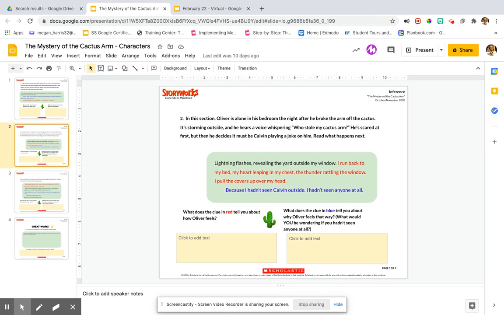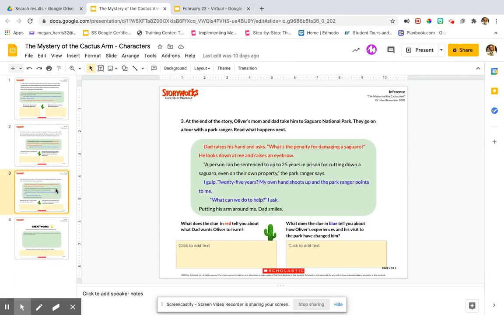"Because I hadn't seen Calvin outside. I hadn't seen anyone at all." Remember, the whole time he's hearing whispers, "Who stole my cactus arm?" He's thinking it's gotta be Calvin. But Calvin's not out there. So what does the blue tell us about why he could be scared? Here's a hint: what would you be wondering if you hadn't seen anyone? He's scared because he's hearing whispers and he doesn't see anybody outside. There is not a human outside his window making these sounds. So what's he probably wondering? The cactus arm is haunting me. The cactus is haunting me.